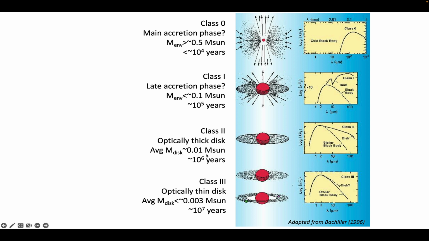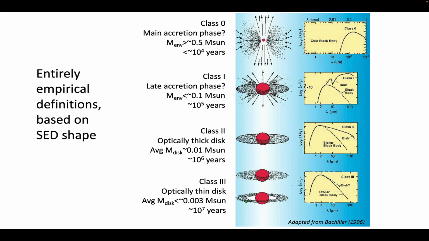The disk is about a hundredth of a solar mass, 10 times longer than class 1. Class 3 is an optically thin disk, much less massive disk, 10 times longer than class 2. Now, those timescales are very, very rough, and Spitzer has changed those timescales a little bit.